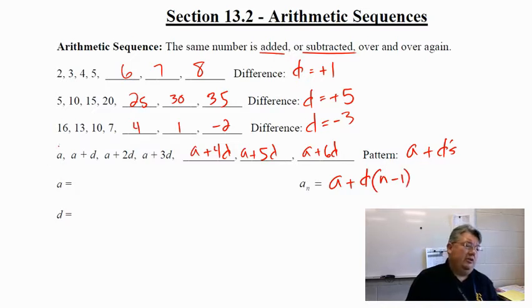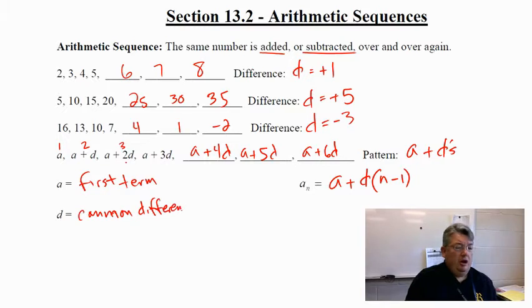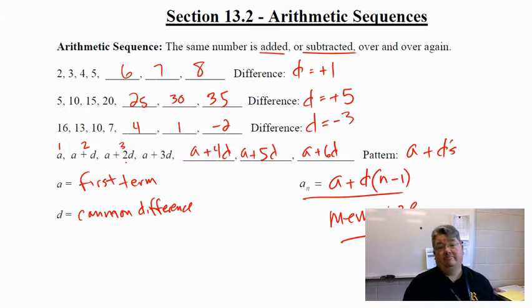Because look at this. On the first term, there's 0 D's. On the second term, there's 1 D. On the third term, there's 2 D's. So see how this is always 1 less. A is just the first term. D is the common difference. What we have over here is the generic formula for an arithmetic sequence. This is one to memorize. You've got to know it, no ifs, ands, or buts about it.